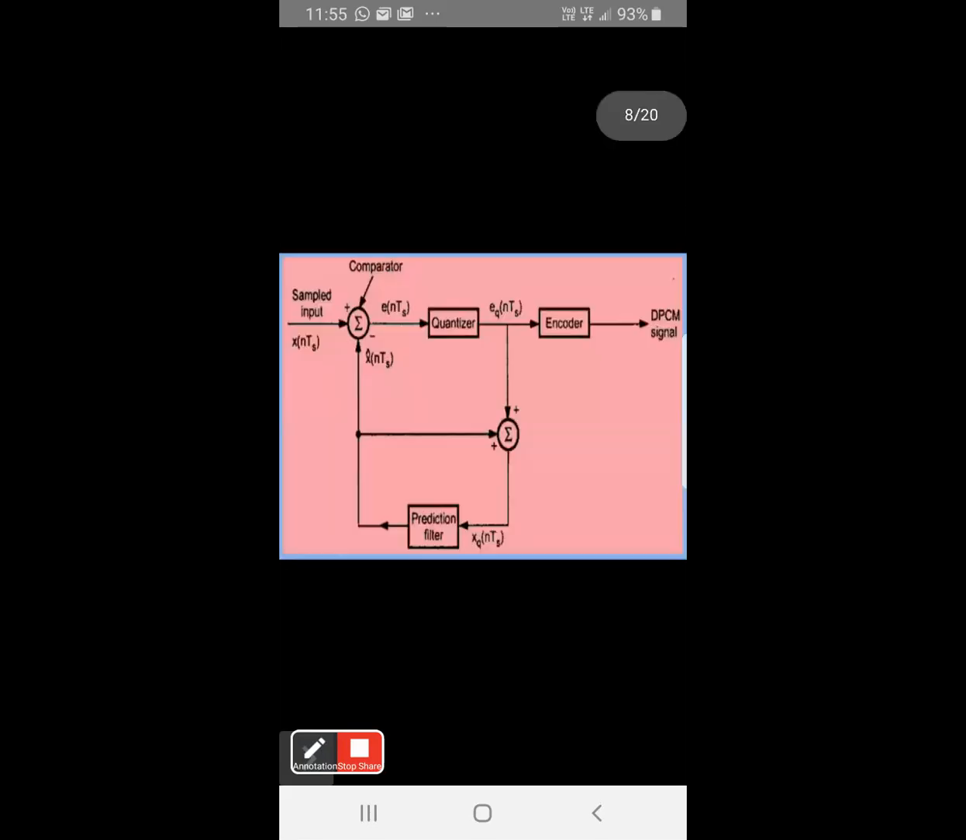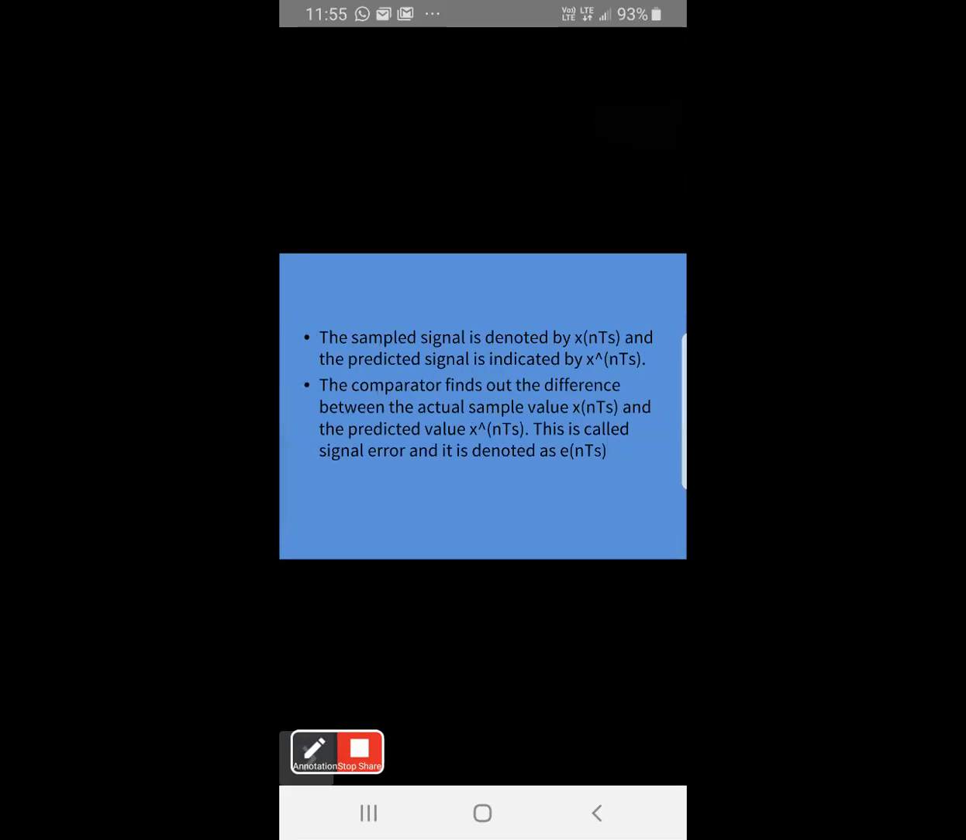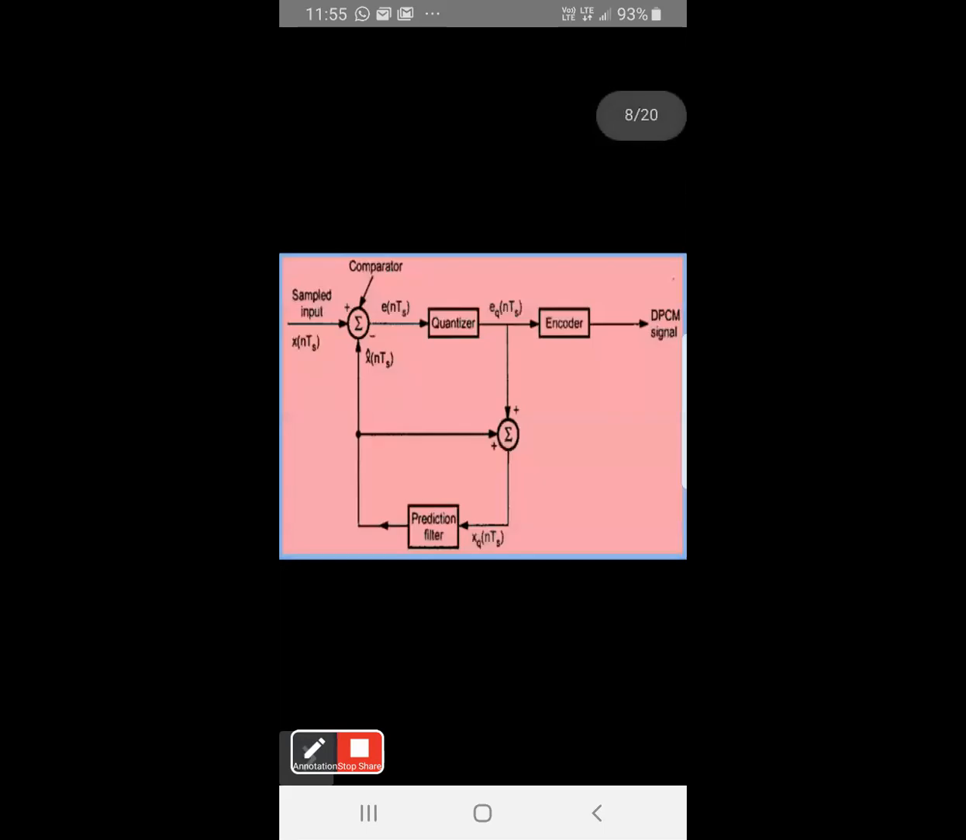So here you can see that the sample at nTs will be indicated as x cap of nTs. Okay, the comparator finds out the difference between the actual sample signal and predicted value signal. So the signal is called the error signal, and it will be represented as e of nTs. That signal e of nTs will be given to the quantizer.